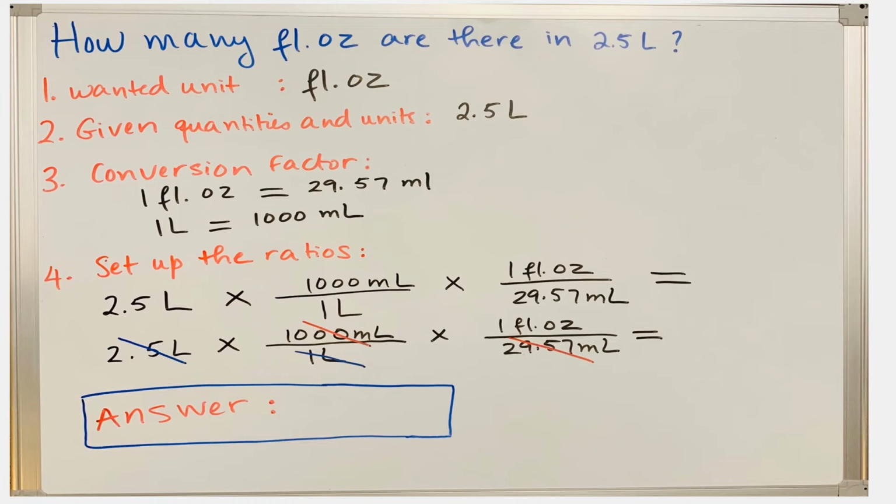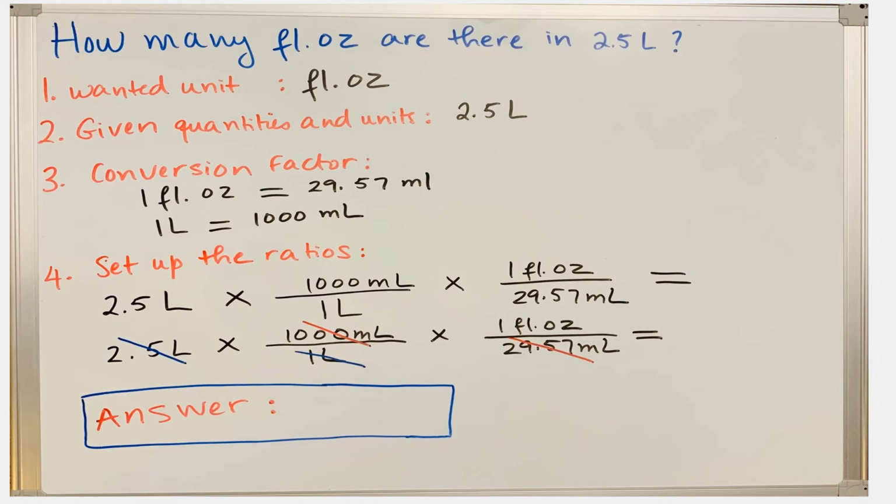So first, 2.5 liters is a given, so you write that down first, times your first ratio, 1 liter equals 1,000 milliliters. Then you might be wondering, which one do I put on the top? Which one do I put on the bottom? Well, we know that 1 liter has to be on the bottom because we want that to cancel out with the liter from 2.5 liters.